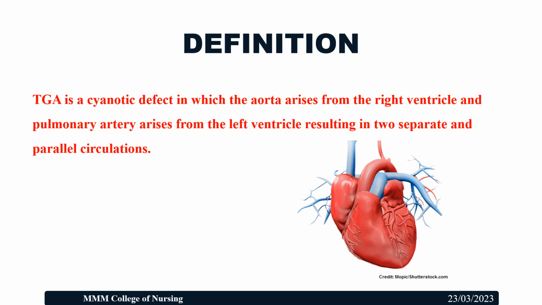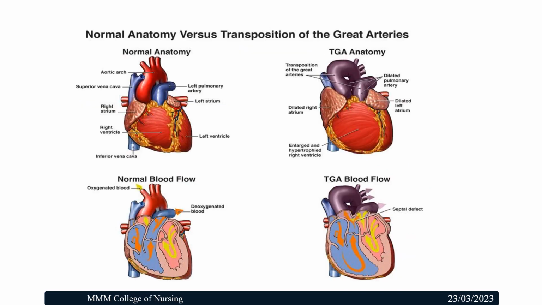So, when you go back to the physiology of the heart, you can very well confirm this transposition. Here the aorta arises from the right ventricle and the pulmonary artery arises from the left ventricle. So this transposition has occurred when the baby is born itself. So this is called transposition of great artery.